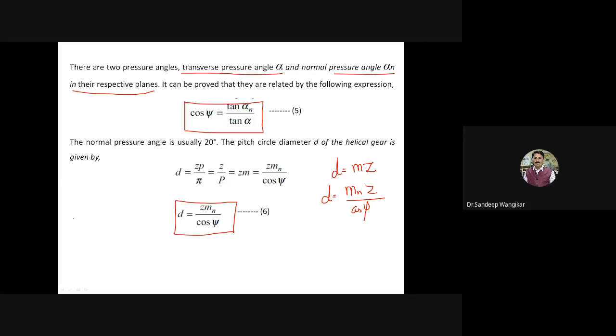While solving numericals for spur gear, we substitute d is equal to zm or mz. Here you have to be careful. You have to use the formula for helical gear, d is equal to z mn divided by cos psi. Otherwise, the further calculations may go wrong. I will give you 1 minute for writing this.